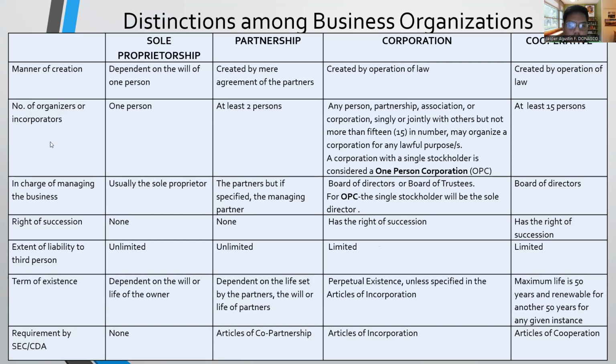But now there is an existing law that acknowledges a one-person corporation. How come this law was made?